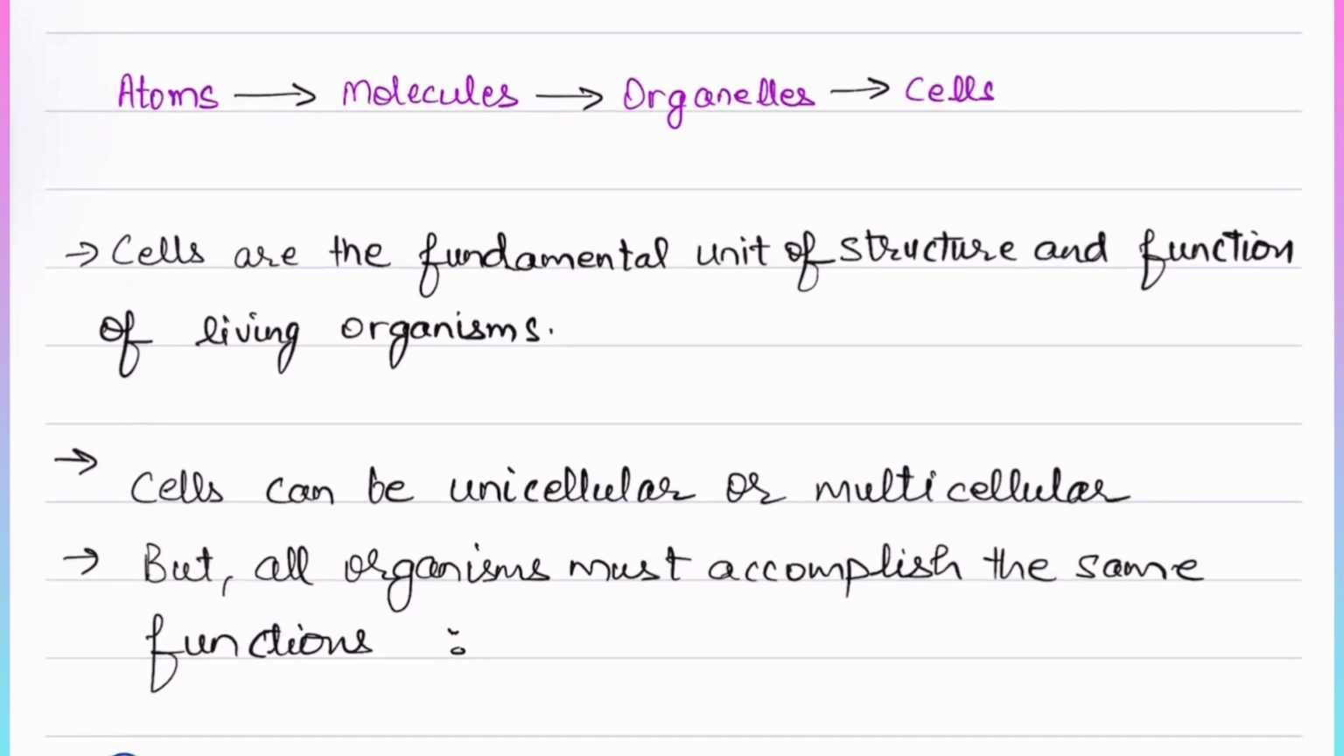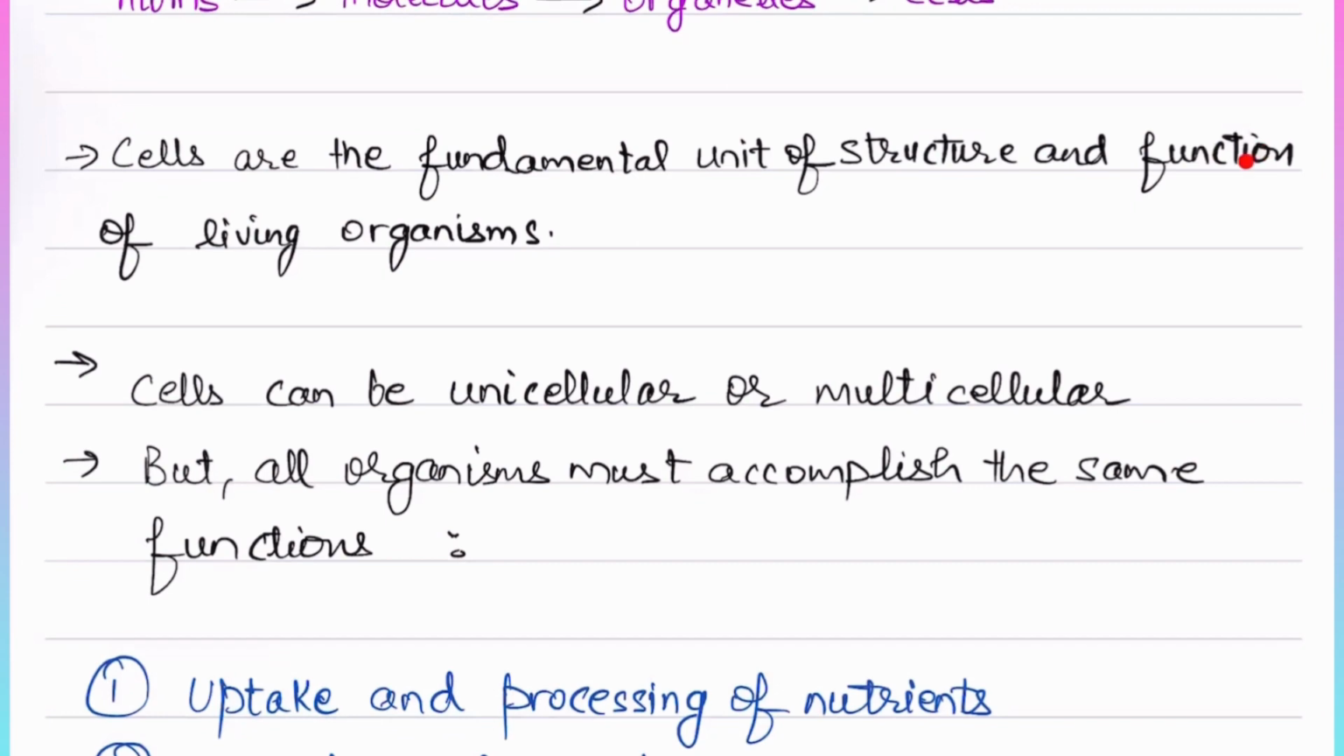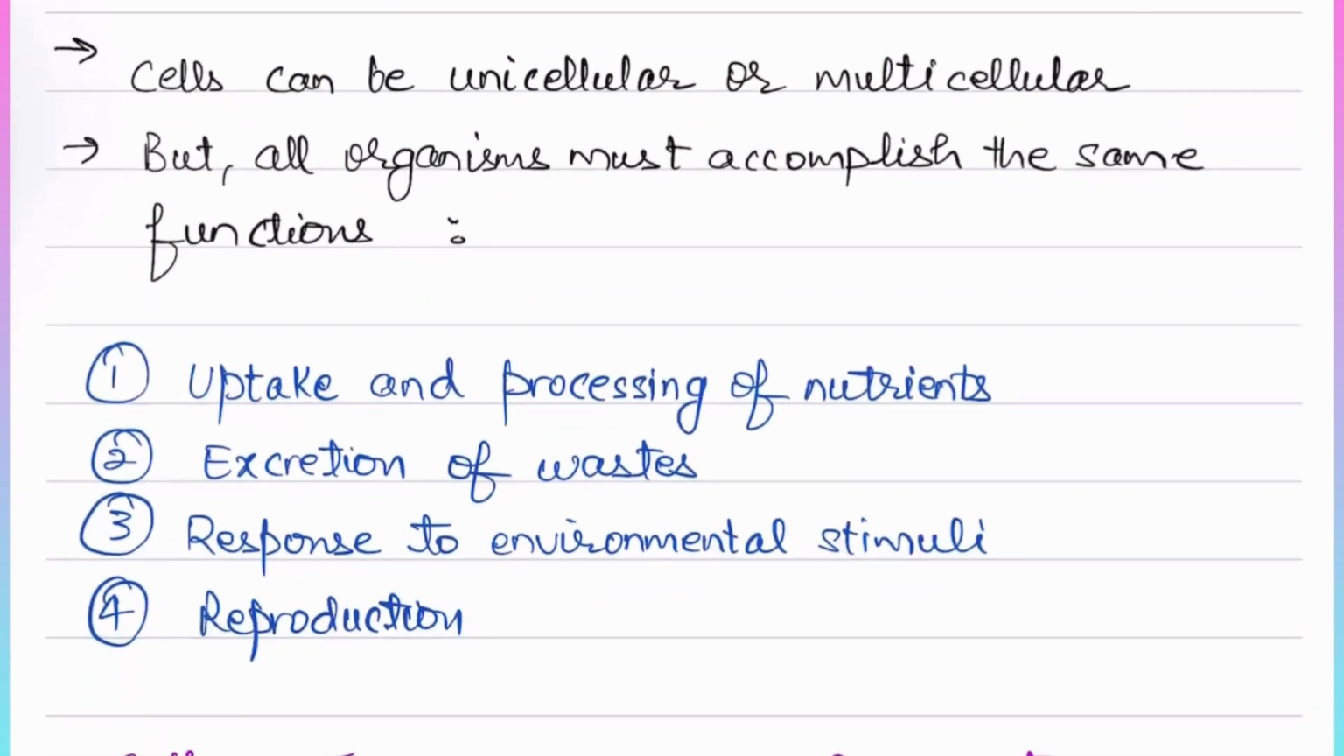Every cell is enclosed by a membrane that regulates the passage of materials between the cell and its surroundings. Cells can be unicellular or multicellular, but all organisms must accomplish the same functions: uptake and processing of nutrients, excretion of waste, response to environmental stimuli, and reproduction.